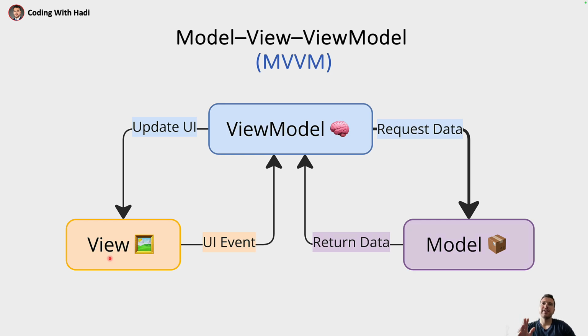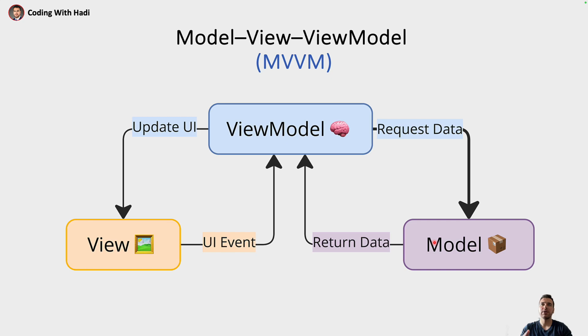So here I created a diagram in order to explain how the components are connected together. So of course, from its name, we have the view, then we have the view model, then we have the model. The view, from its name, is the UI. The view model, we will talk about it very soon in the next slide. And then the model is where we get our data.